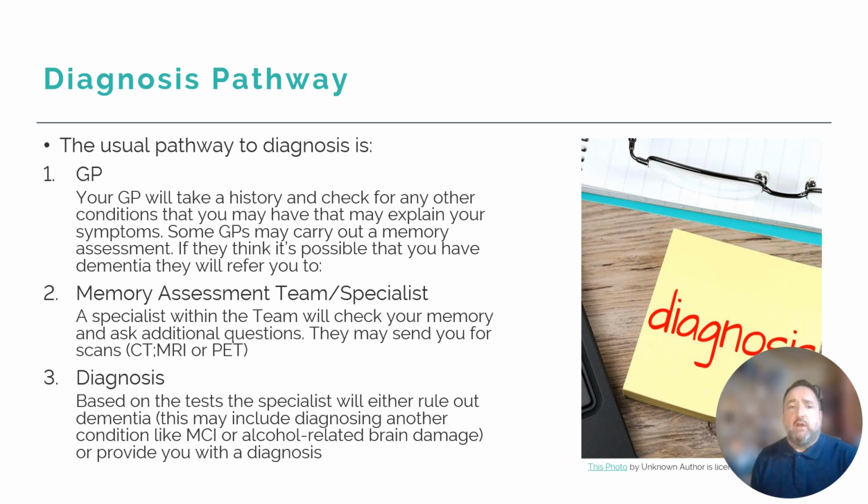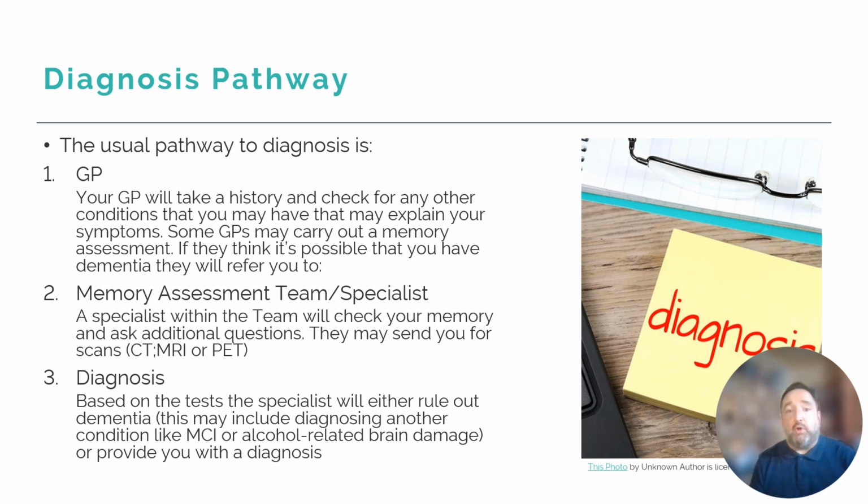So we'll talk about the diagnosis pathway. The usual pathway to diagnosis is, first of all, talking to your GP. Your GP will take a history and will check for other conditions that you may have that may explain your symptoms. Some GPs may carry out a memory assessment, and it's becoming more common now that people that are already in care homes for another reason, but may be suspected of having dementia, the GP, or an associated person with the practice, may be the person that does the diagnosis at that stage.